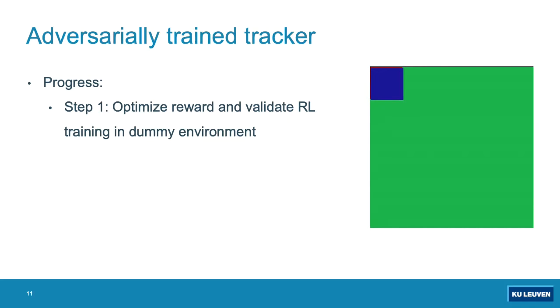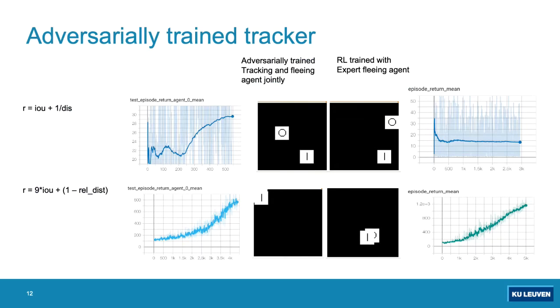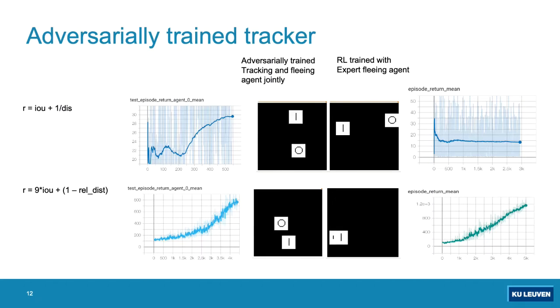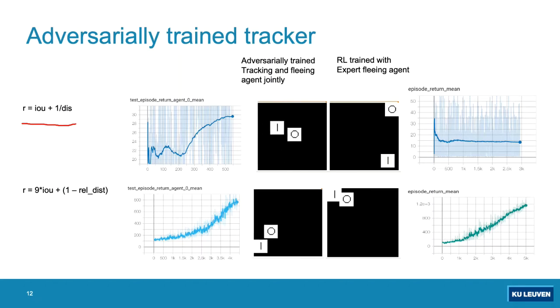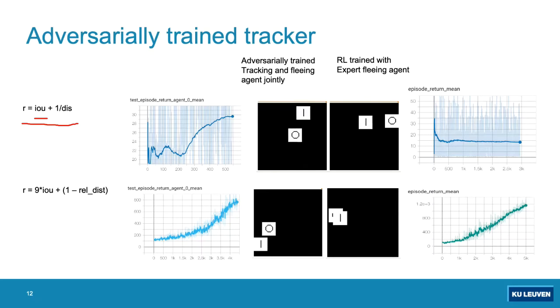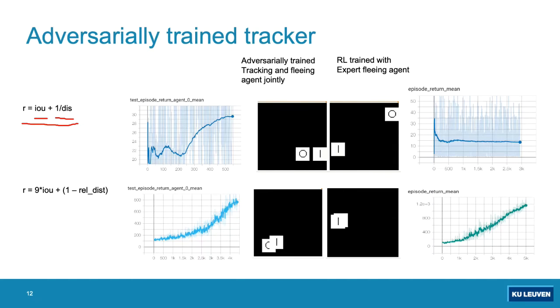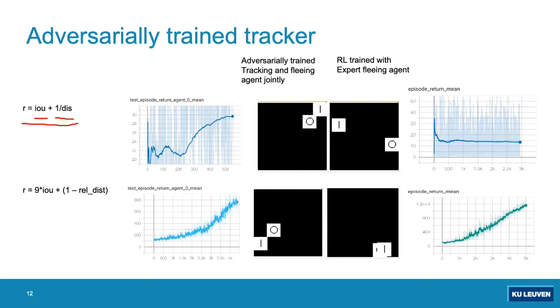It was interesting to see that this was already interesting in the sense that we started off with a reward built on the IOU, namely the intersection over union between the two squares, plus 1 over the distance between the two squares, because if the distance is small, it's good, and if the two boxes overlap, so the intersection over union is big, it's also good. So we put the reward like this for the tracking agent, and then the fleeing agent would minimize this reward. We saw a lot of fluctuations, which you can see here in these large lines in the background.